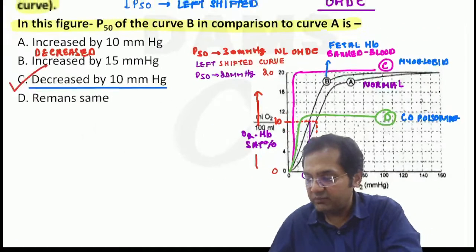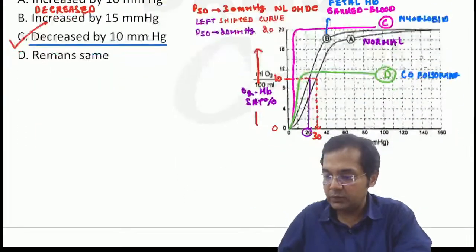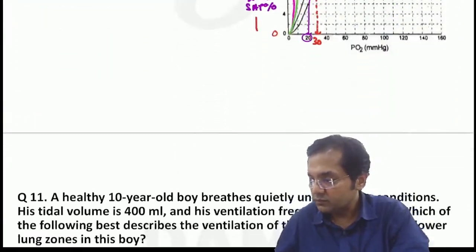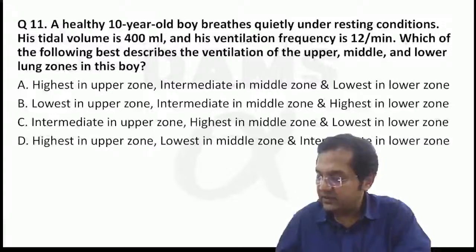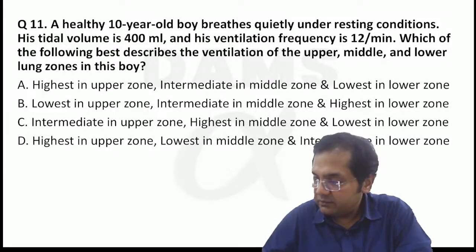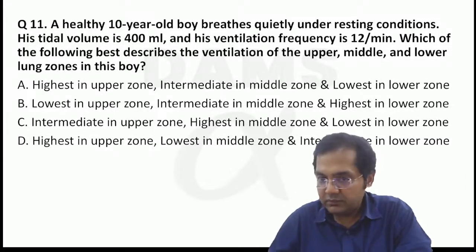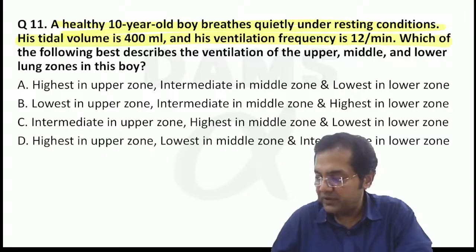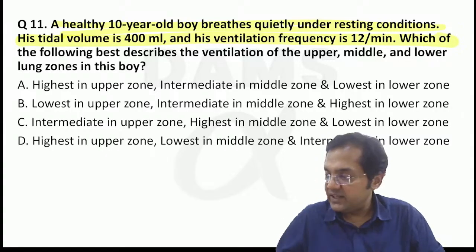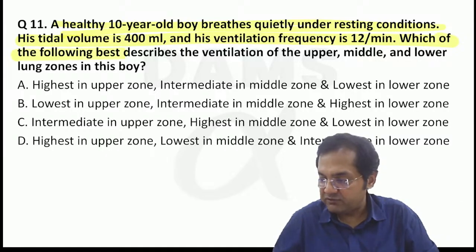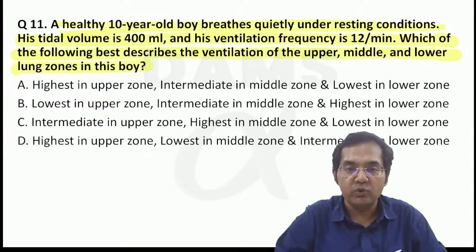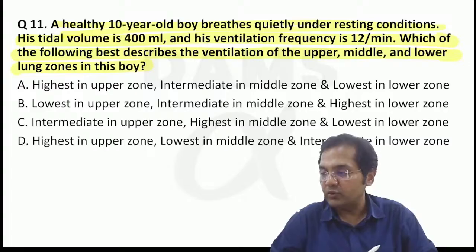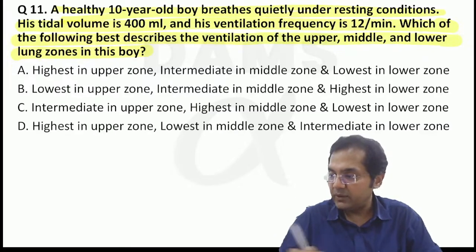Very good. Let's move back to question number 11 now. Healthy 10-year-old boy breathes quietly under resting conditions. His tidal volume is 400 ml and ventilation frequency is 12 per minute. The following best describes the ventilation of the upper, middle and lower zones in this boy. Think about it. What should be the answer?